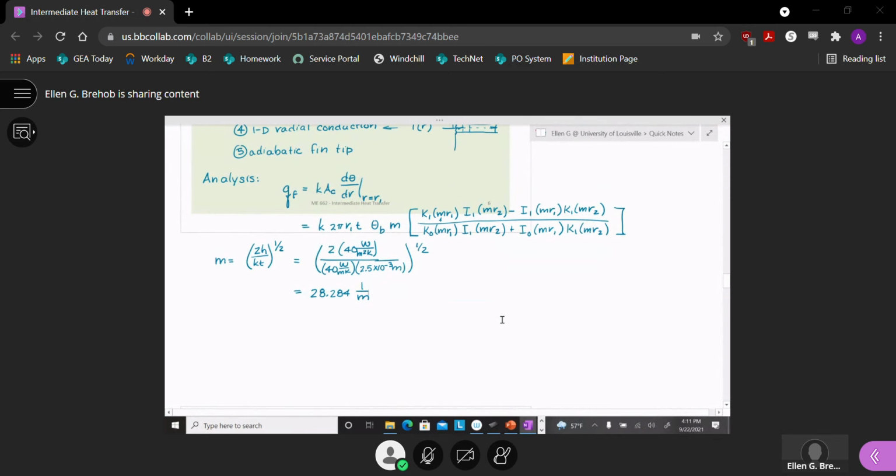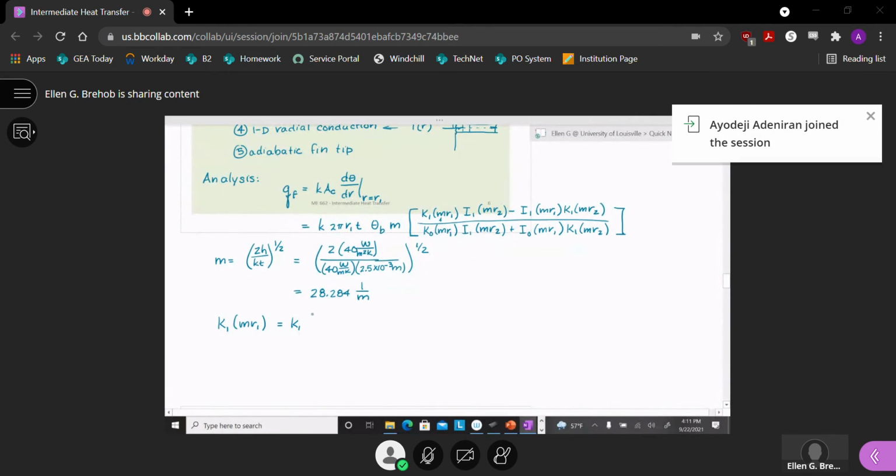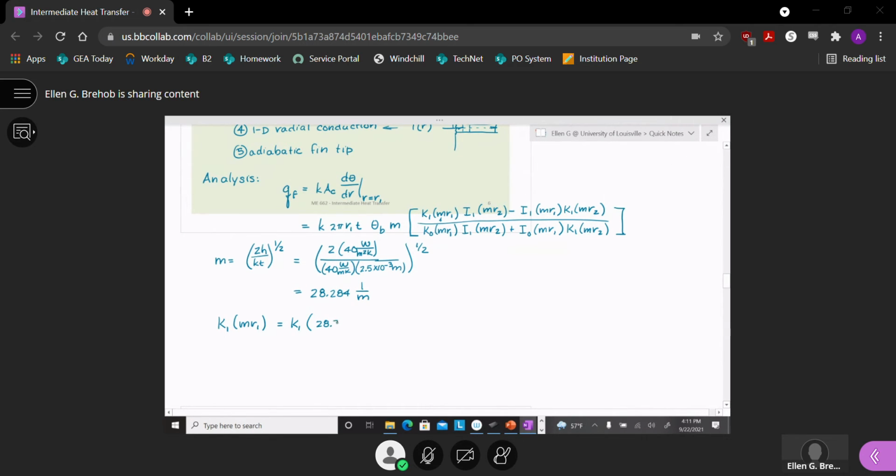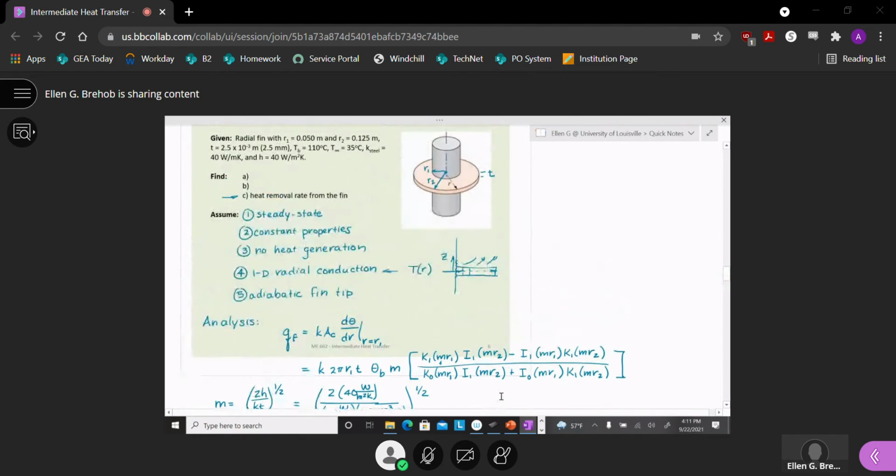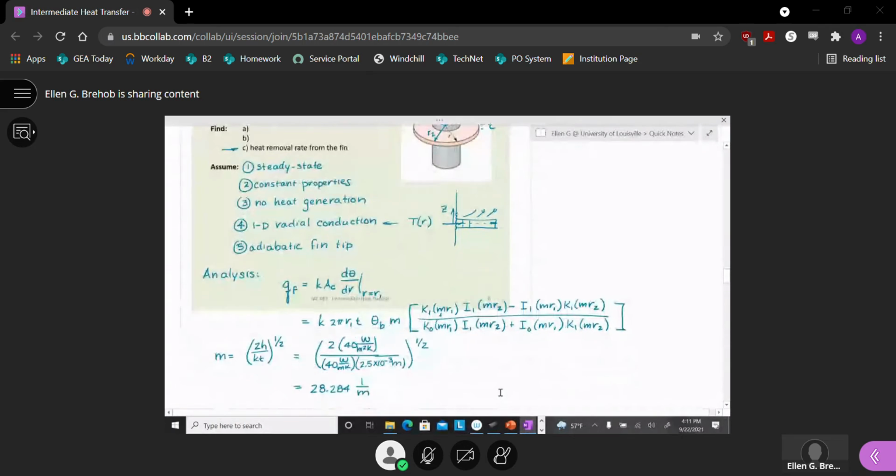And I'm going to start by evaluating a few of these modified Bessel functions. I think I've been just calling them Bessel functions. And I used Excel to do this. So I would take K1 of MR1. And so it's K1, and in that parentheses, I'm going to have this M that I just calculated, and R1 is 0.05 meters.